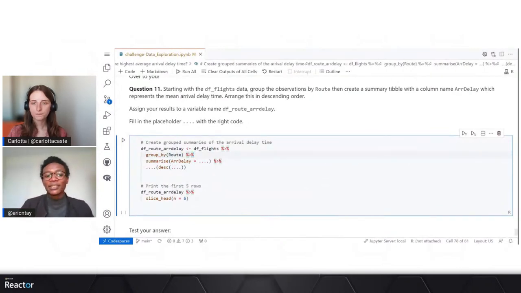So we start with the flight data, and then we want to investigate which route has the highest arrival delay in terms of minutes. So flight data, we group by the route, and then for each route we want to find the mean arrival delay minutes. And then we put that into our table using summarize. So summarize, as we said earlier, creates a new data frame that's a function of the existing data. So we summarize, create a new data frame that has the mean arrival delays for each route.